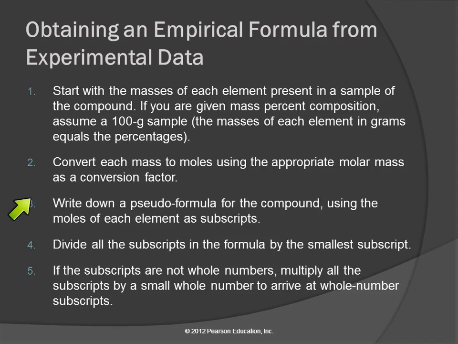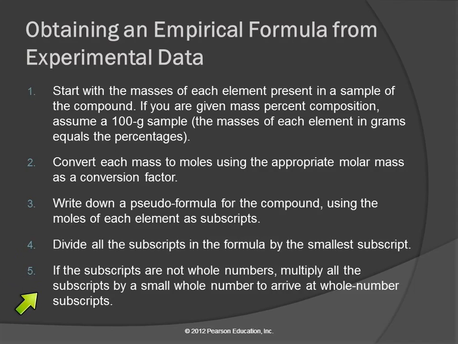And here's where your book does it a little differently than I would do it. They say write down a pseudo formula using the moles of each element as subscripts. And you're welcome to do it that way if you'd like. And then take those subscripts and divide by the smallest one. Those subscripts are not going to be nice whole numbers. They're going to be messy decimal numbers. The way we turn them into whole numbers is by doing ratios. So if we divide them all by the smallest, the smallest divided by itself is 1, and all the other ones will be greater than 1.